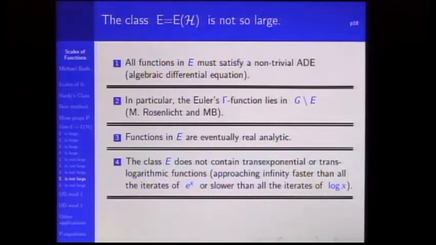What does it mean, transexponential? Those are functions which grow faster than every iterated exponent. And what does it mean, translogarithmic? Functions which approach infinity extremely slowly, slower than every iterated logarithm. So it does not contain them. It was proved independently by me, Lou van den Dries, and somebody else, I mean, a long time ago. But in fact, what I proved is that any good function which is either transexponential or translogarithmic cannot even satisfy an algebraic differential equation. So this would be one way to see it.